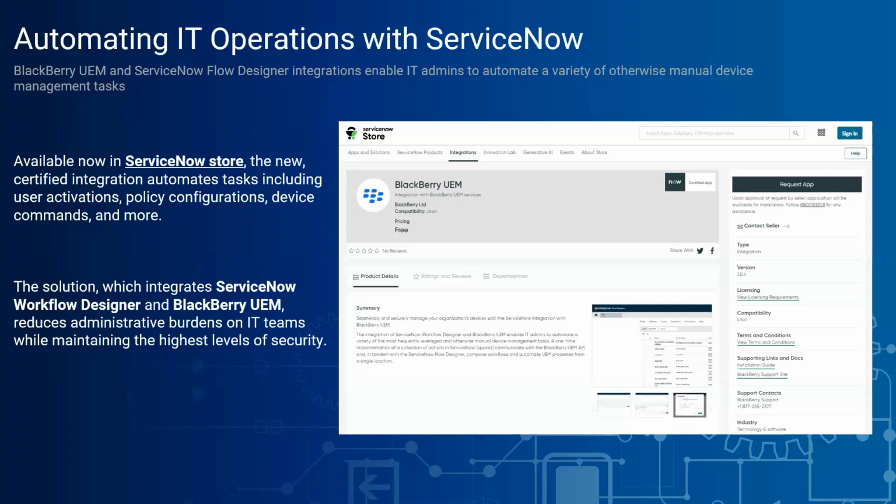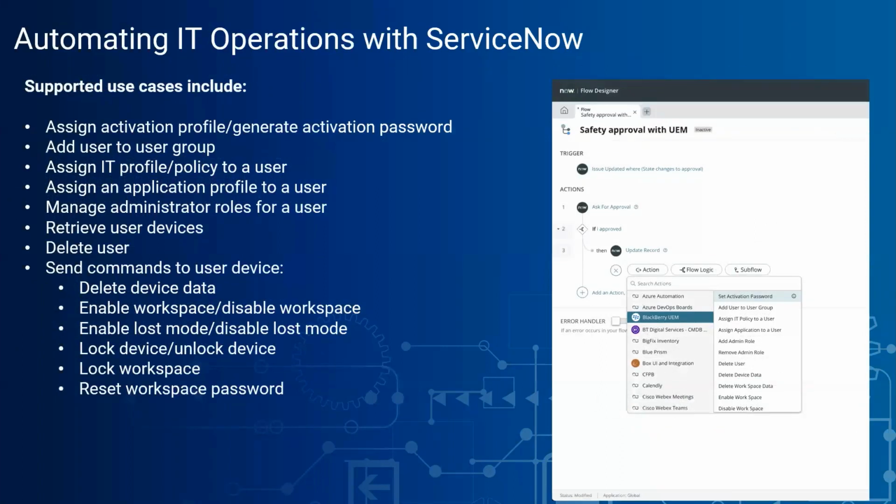So again, we're taking the UEM API, we're putting that with the ServiceNow Flow Designer. Flow Designer is the foundation of all of this. So you work in Flow Designer to create the different options that you want to have. We have a bunch of supported use cases, and I'll get to them here. But the UEM API makes calls to all these different things, whether it's activating an activation profile and generating an activation password, adding a user to a group, assigning an IT policy profile. You want to create an application profile, manage admin roles, retrieve the devices assigned to a user, delete a user entirely. So thinking about onboarding, offboarding, for example.